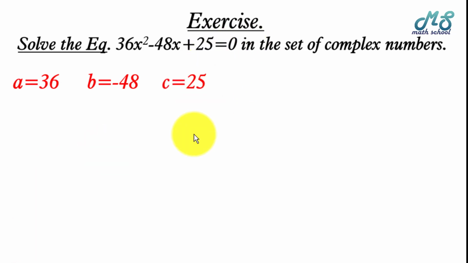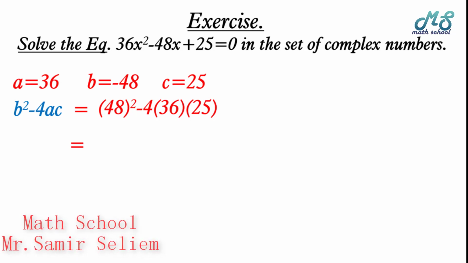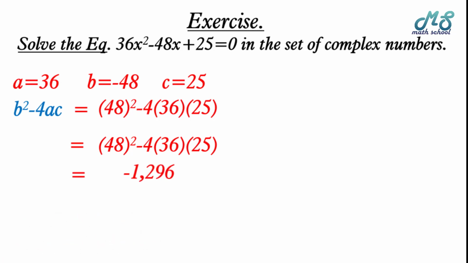Now guys, we can find the value of the expression b squared minus 4ac first. The value of the discriminant will be 48 squared minus 4 times the value of a, which is 36, times the value of c, which is 25. Now guys, by using calculator, we get that it equals negative 1296. So the two roots are complex numbers.